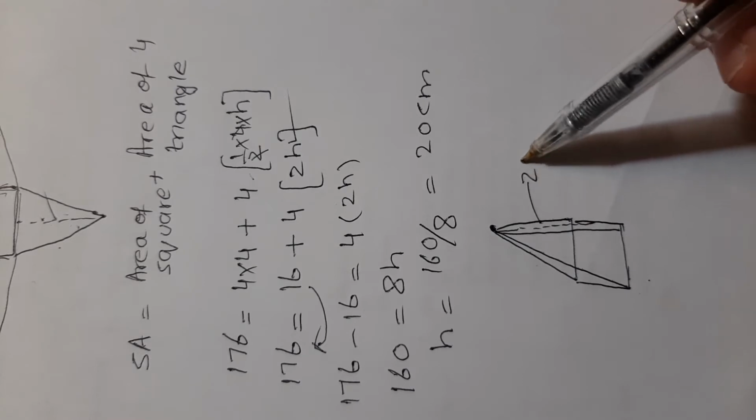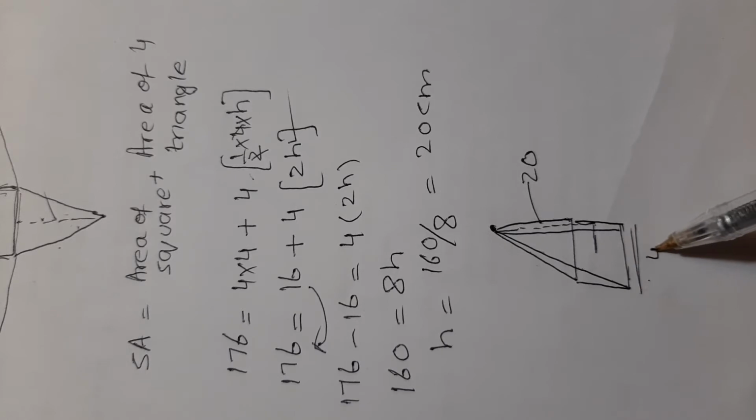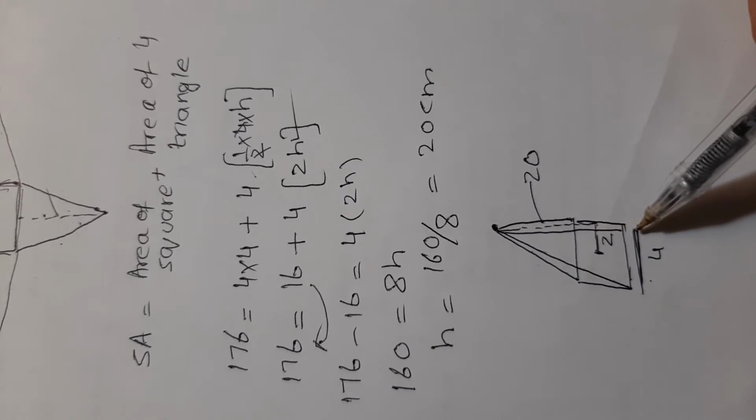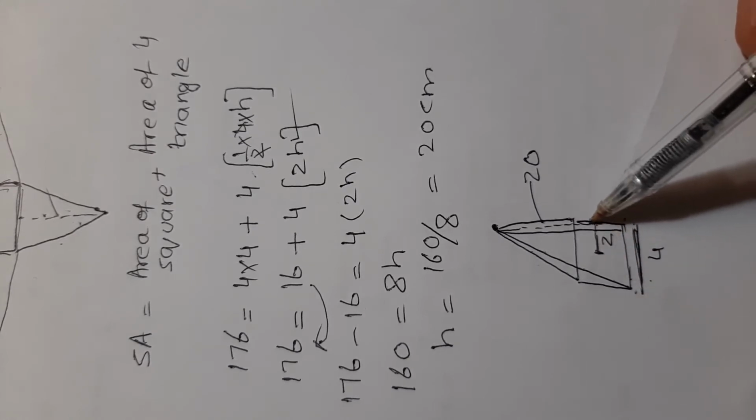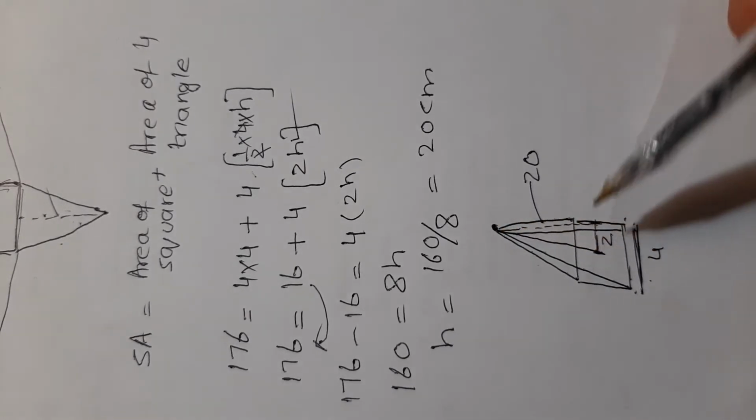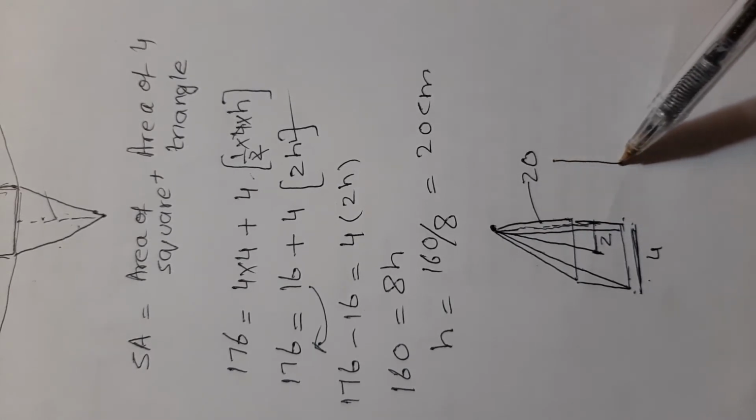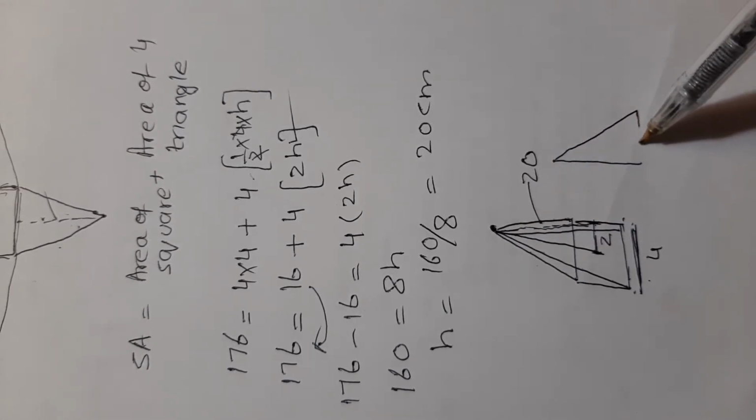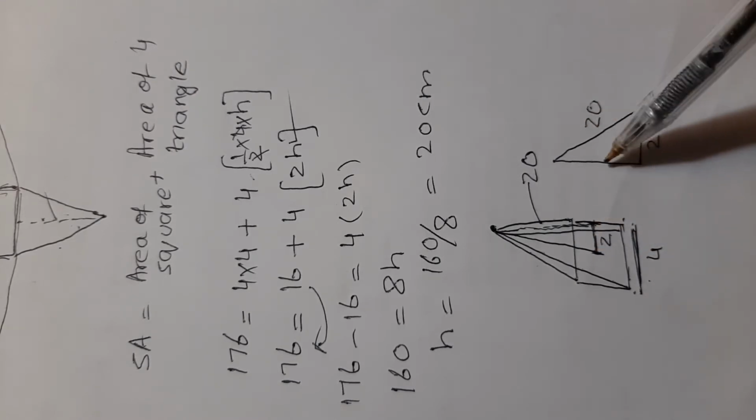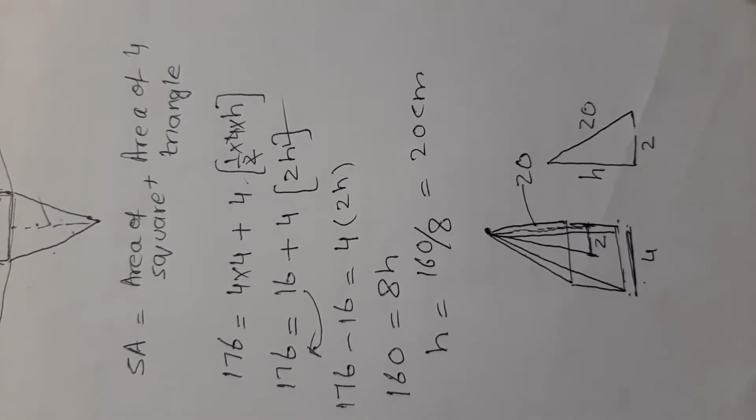This is 20. Well, this whole is 4. This one is 4, while up to the center it's 2. Up to the center, if this complete is 4, up to this point to the center it's 2. So you need this height, this one. So if you can observe, we have a triangle over here like this one. This is the slant height, this length is 2, slant height is 20. What is the height? You need the height of this pyramid, and then you can find the volume.